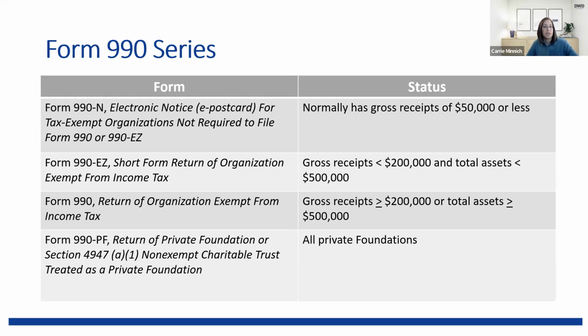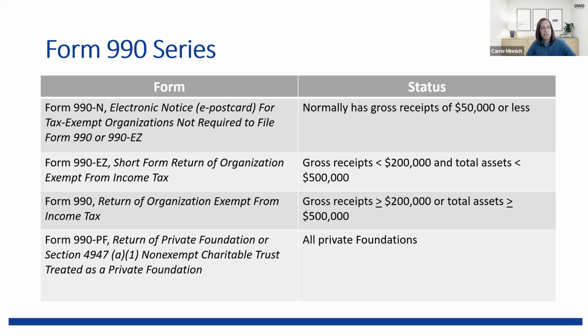If your gross receipts are more than $50,000, but less than $200,000, and your total assets are less than $500,000, you can file Form 990 EZ. This is called a short form because it doesn't have quite as many questions as Form 990. Form 990 is required for organizations that have gross receipts of greater or equal to $200,000 or total assets of $500,000 or more. And then private foundations, you have to file the 990 PF. You don't have any other choice. That's the only form for private foundations.